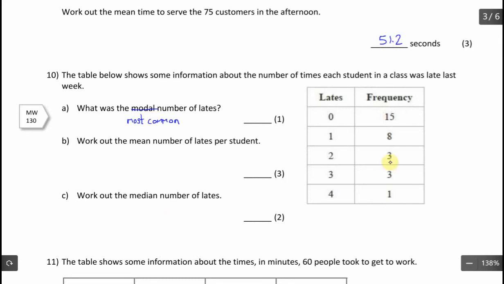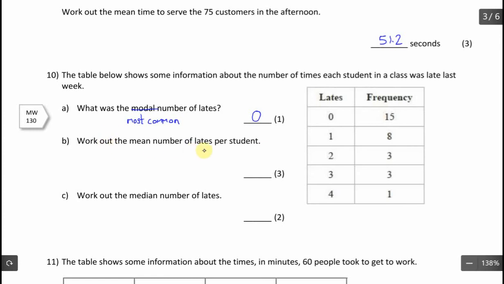And then people aren't going to start looking at things like this and saying, oh, well, there's 2 3s, so the answer is 3. The most common number of lates, I mean, 0 lates happened 15 times, 1 late happened 8 times, and you can see it sort of goes down from there, but the most common number of lates was 0, which is reassuring as a teacher.